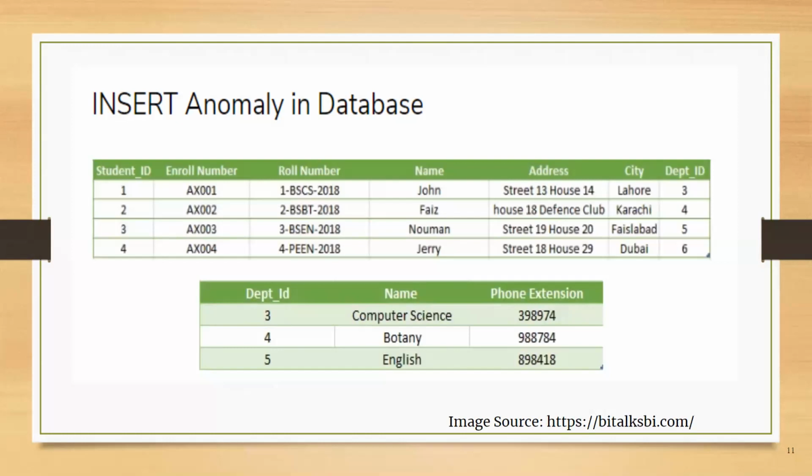Okay. So here in this example, you have a Jerry entry which has department ID 6, which is not present in your department table. So this is an anomaly, and this has occurred because your databases are not normalized. There is no primary key and foreign key relationship applied here. Because of that, some records are present in your student table which are not reflected in your department table.